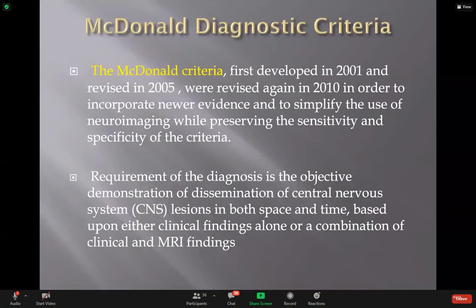All right, so there's the McDonald diagnostic criteria. The McDonald criteria were first developed in 2001 and were revised in 2005, revised again in 2010, all right? So the requirement of the diagnosis is the objective demonstration of dissemination of central nervous system lesions in both space and time. As we mentioned, you have to demonstrate dissemination in space and dissemination in time, based upon either clinical findings alone or a combination of clinical and MRI findings. So either clinically or through investigations with MRI or even lab tests.